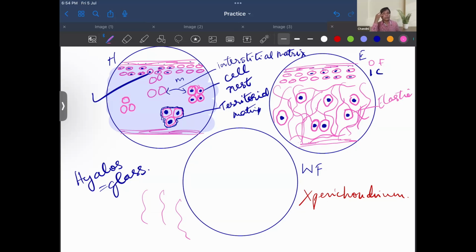Where do you find hyaline cartilage? Where you require strength, right? Or where you require shock absorbing capacity. I spoke about arthritis, so that means things between joints. The articular cartilage of joints is an example of hyaline cartilage.